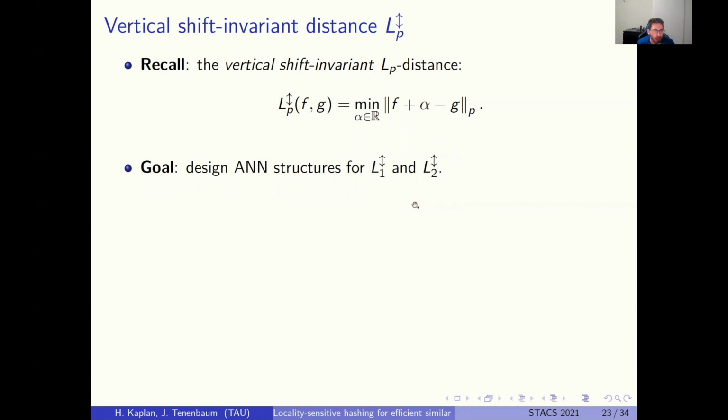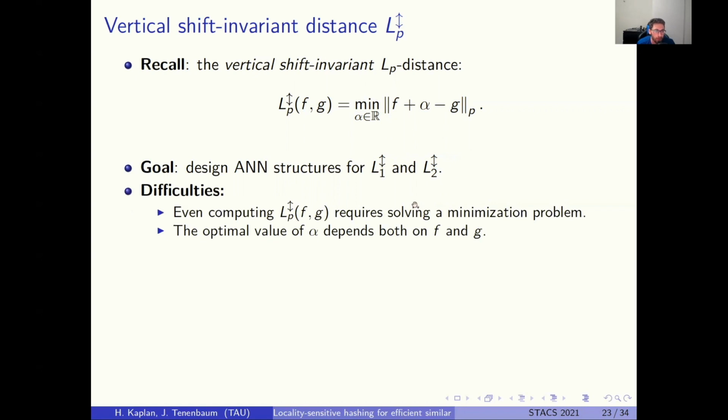Our goal is to design approximate near neighbor structures for the vertical shift invariant L1 and L2 distances. Note that we have several difficulties. First, even computing this distance requires solving a minimization problem. And second, the optimal value depends on both f and g. So there's not one pre-processing which would optimize this.